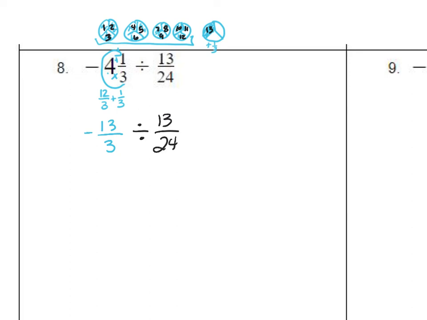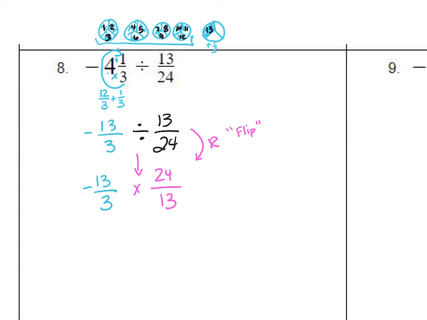And remember, when we divide, we're actually multiplying by the reciprocal. So I'm going to go ahead and flip. So put 24 on the top and 13 on the bottom. So the first one stays the same. So now I can multiply.